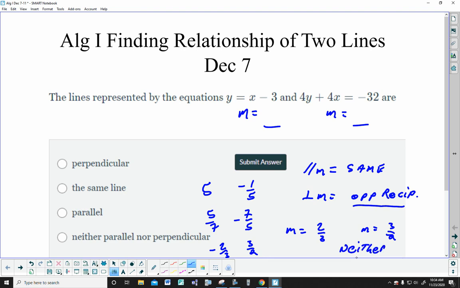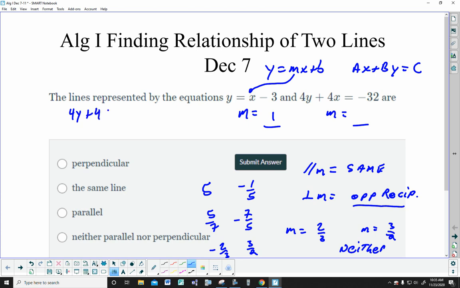Okay, so what do you do? Well, with this one you can read the slope right out because it's in slope-intercept form. The slope is just 1. This one is in standard form, and you can't read the slope.